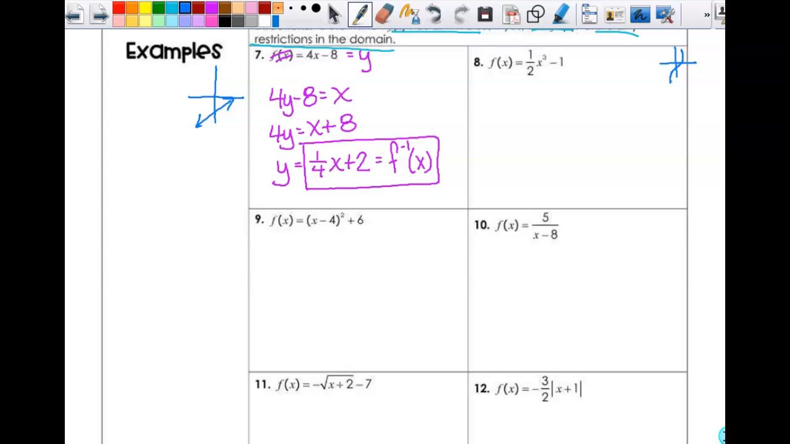So remember, I'm thinking about the range of my original one. Is there any restriction on the range, or is it all real numbers? It's all real numbers, so I don't have to worry about the domain and range thing. So this becomes y. Then I'm going to exchange x and y, so I will get 1/2 y cubed minus 1 equals x. My goal is to solve for y without making up math. So I'm going to add 1 to both sides, so I get 1/2 y cubed equals x plus 1.